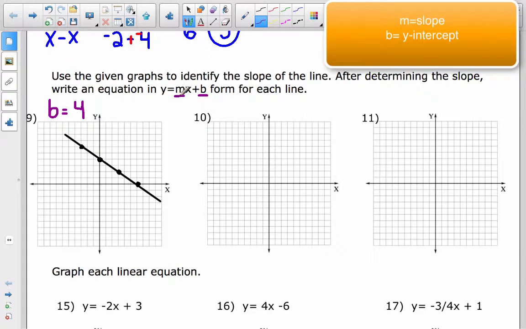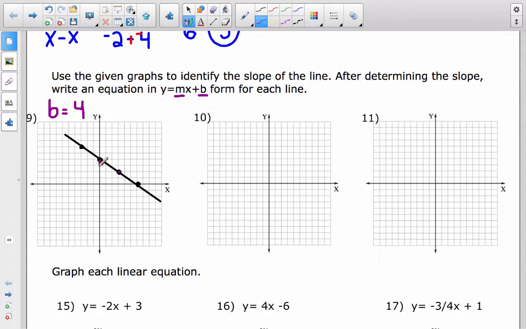And then we're going to find our slope. So I can choose any 2 points off the line that I want. I'm going to go with this one and this one. So I'm counting my rise over my run. So to get from here to here, I go down 1, 2, over 1, 2, 3. So it was down 2, so that's a -2. And then it was right 3, so that's a +3.